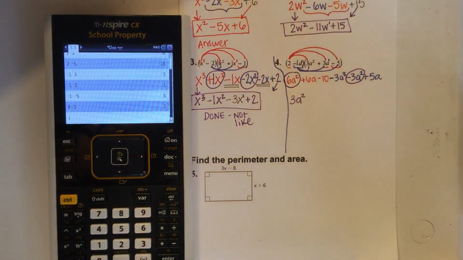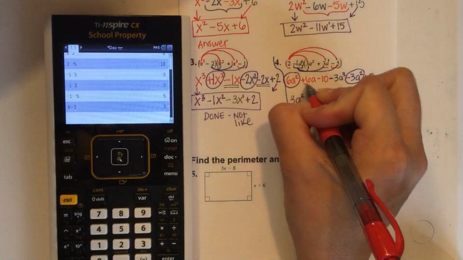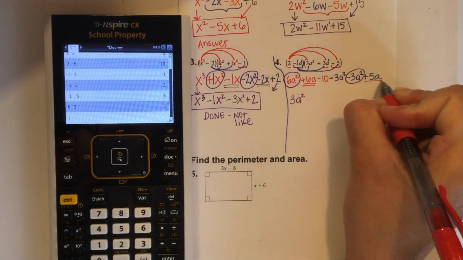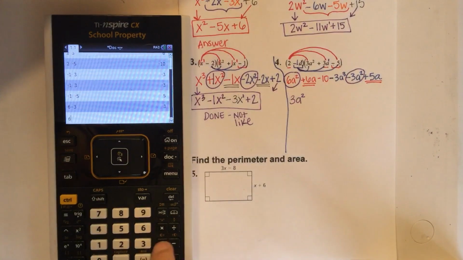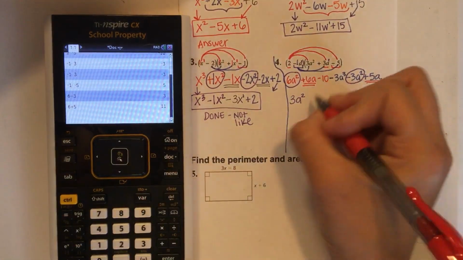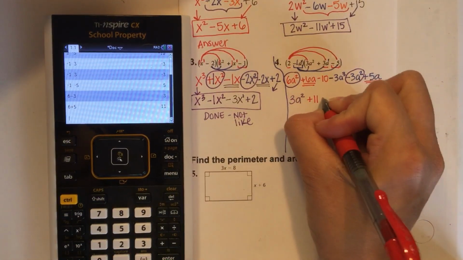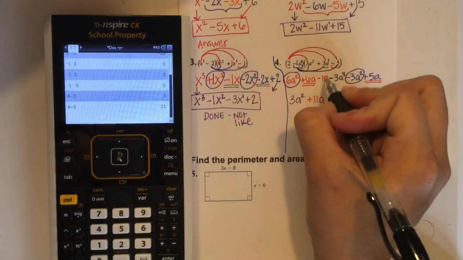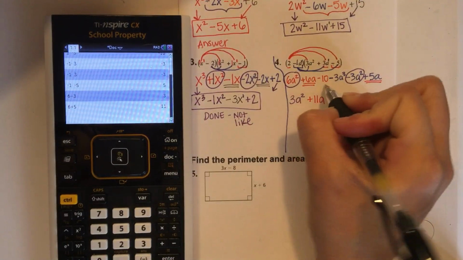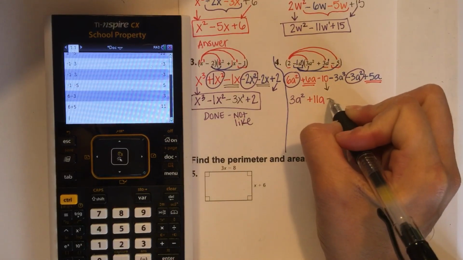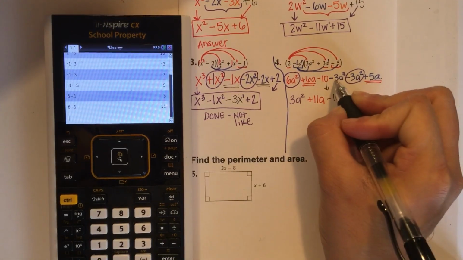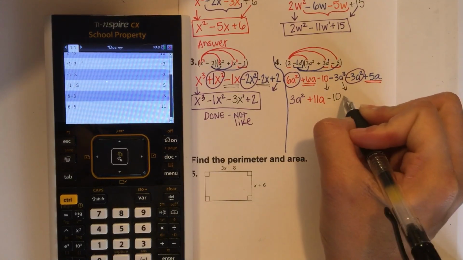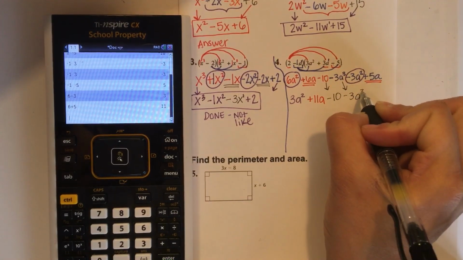Now I look for the like terms with 6a. So I go and look for the like terms with 6a plus 5a. So 6 plus 5, 11. So plus 11a. Now I look for the like terms with negative 10. There are no like terms with negative 10, so I bring down a minus 10. Any like terms with a to the third? No, so I bring down my minus 3a to the third.